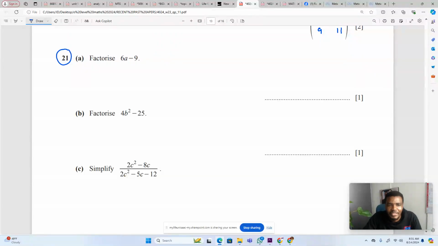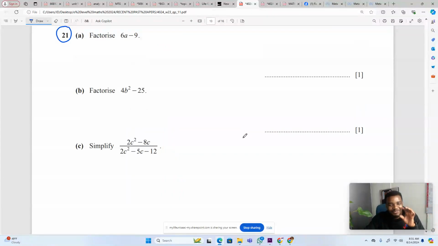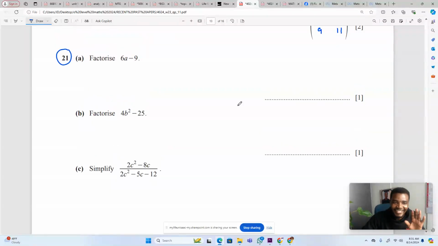What do we have here on question number 21? The first question is written: factorize 6a minus 9. Even part B is about factorization, and part C. Wow, what an interesting question. Just imagine, in Paper 1, we have about 5 marks just for factorization. Wow, this is quite interesting. Anyway, let's take a closer look at this first question. Factorize 6a minus 9. All right, what do we mean by factorization?